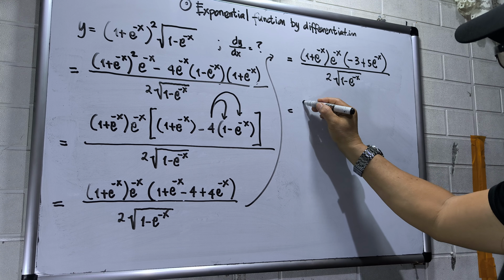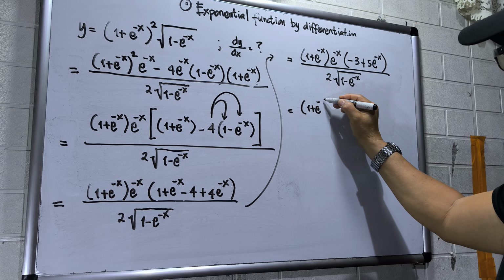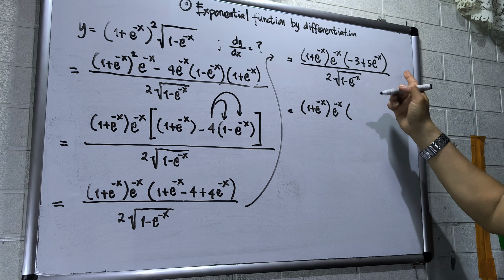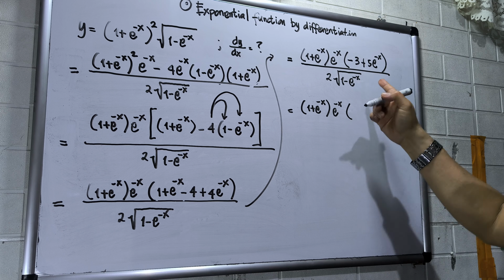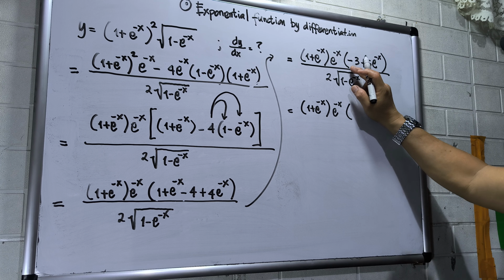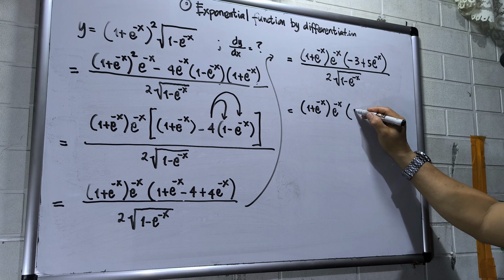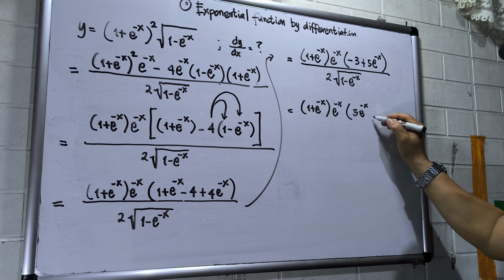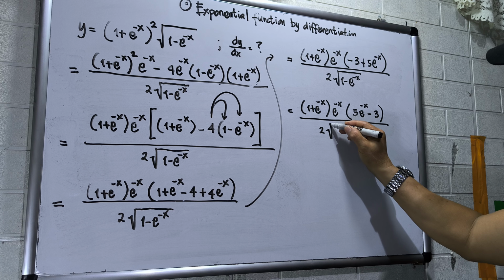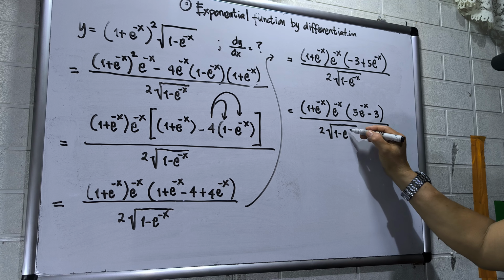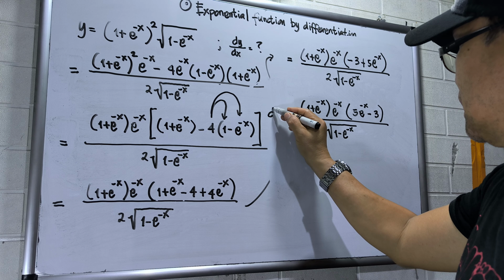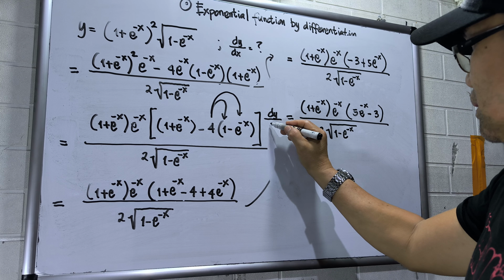And then I can write this one as circle brackets 1 plus e raised to the negative x times e raised to negative x. Then circle brackets, I can switch this one because addition is commutative. So meaning I can place this one first and then negative 3 will be the second. So this will be 5 times e to the negative x. Then this will be minus 3. Then this will be over 2 times square root of 1 minus e raised to the negative x. So therefore, this will be my dy over dx.